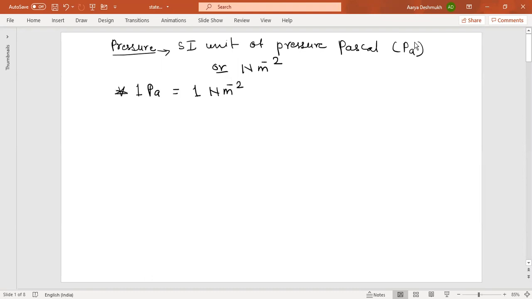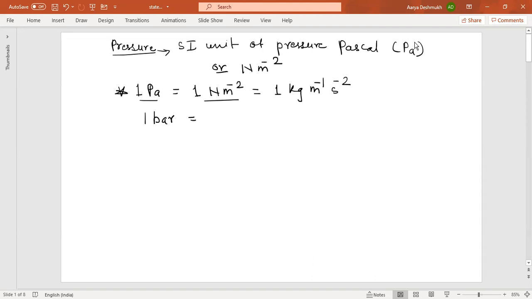This is important because you need to do some interconversion also. You have to convert Pascal into Newton per meter square. It would be the same, of course, or you need to convert bar into Newton per meter square, or atmosphere into bar or into Newton per meter square. So these conversions are very important here. So 1 Pascal equals 1 Newton per meter square, which is equal to 1 kg meter inverse second square inverse.